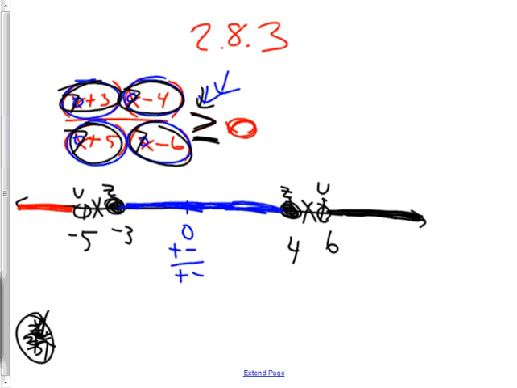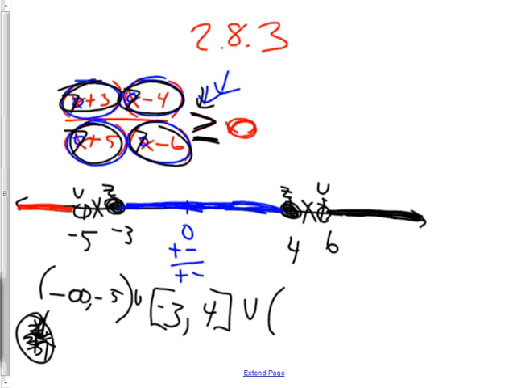So then, final answer is negative infinity to negative 5. And does negative 5 work? No. But negative 3 does work. 2, 4 does work. Union with 6 does not work. All the way to infinity. There we go. And again, details. All it would take is one parenthesis where it should be a bracket, and it's wrong.